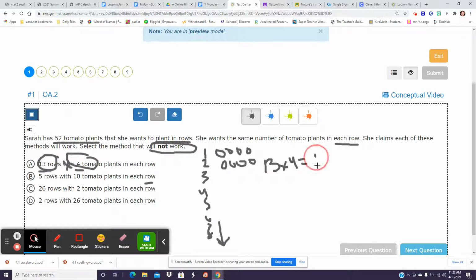Same thing. So to do this, you have 13 4 times. You just got to add 13 4 times. 13, 26, 39, 52. Does it work? Yep, that one checks. Now I have to do the next one, the next one, and the next one. So if you want to draw the picture for each one, fine. Or you can just do multiplication of the numbers to figure out which ones equal 52 and which ones do not. If they do not equal 52, they will not work for her rows.